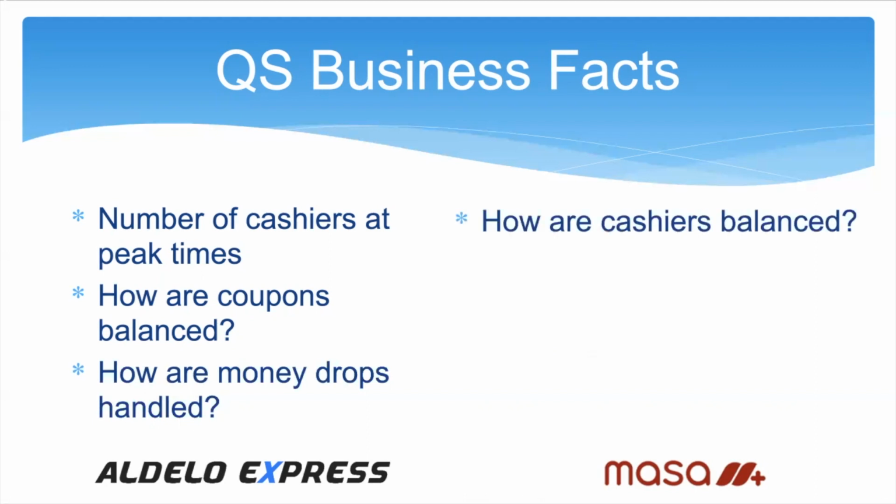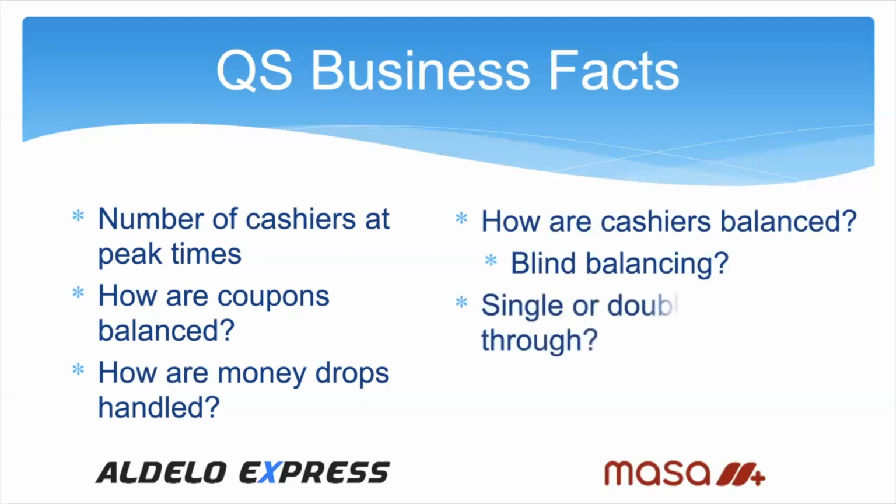How are cashiers balanced? Is it a blind balance? Is it balancing just using the till to just count it over and short? Are they doing a blind balance, which is letting the cashier just simply count how much money is in the terminal in the cash till, and then let the system tell them if they're over or short? That's called blind balancing, and we do that. If it's a drive-through, are they single or double? We handle both, but it's good to know which way they go.